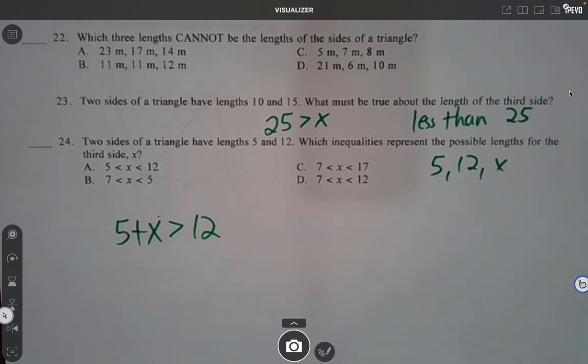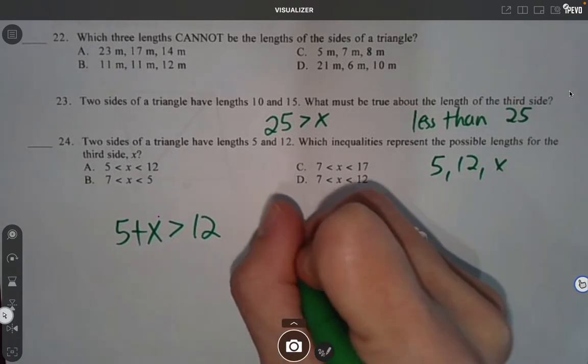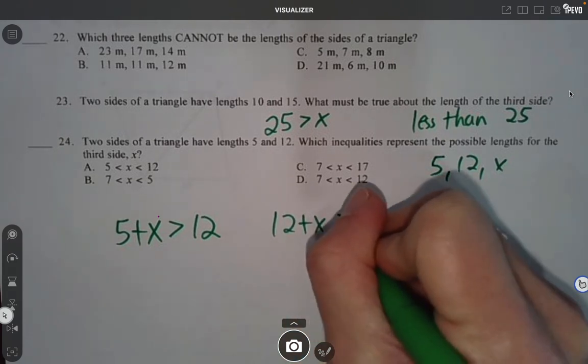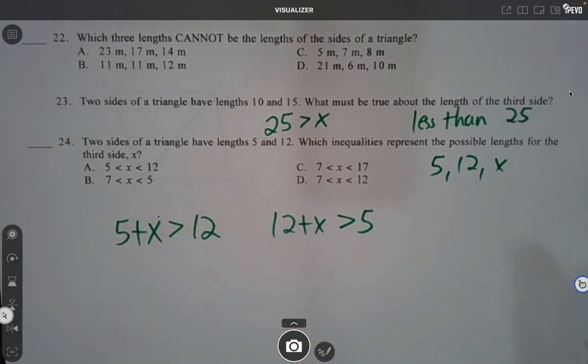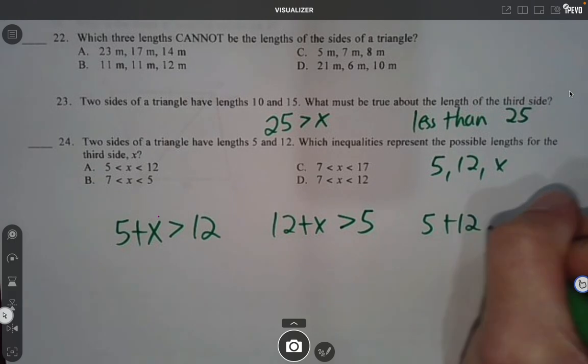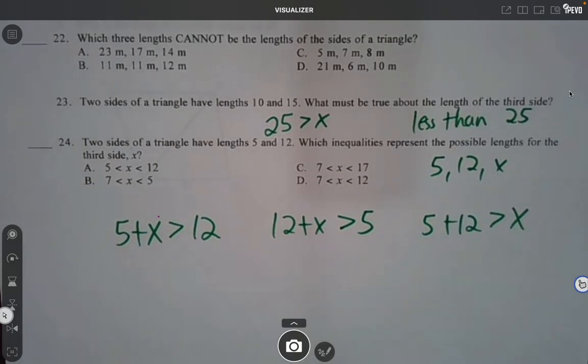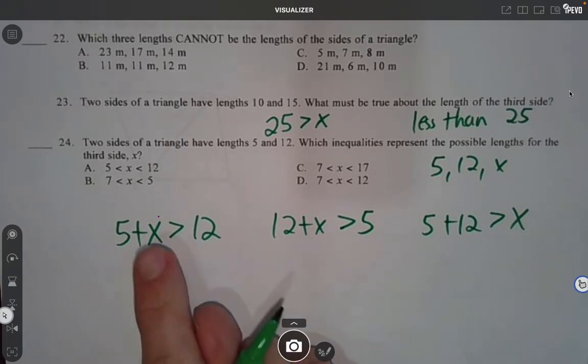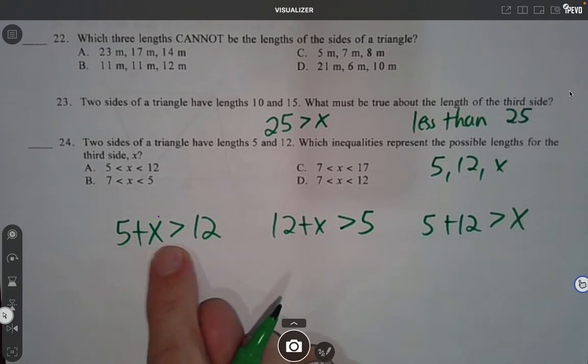What else do I know? 12 and x has to be bigger than 5. And what's the last one? 5 and 12 has to be bigger than x. Now, one of these is not even going to matter, right? Because of a negative number. We'll get to it. How do I solve for this?